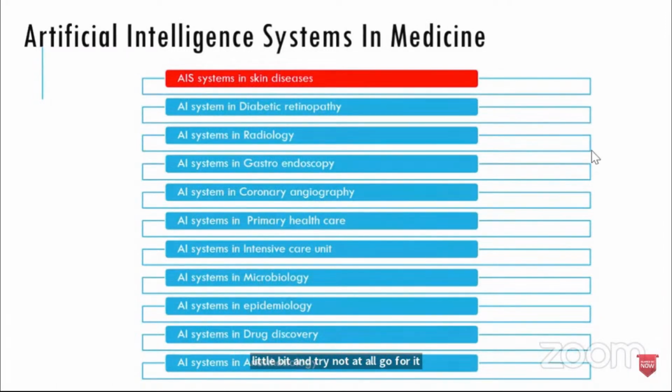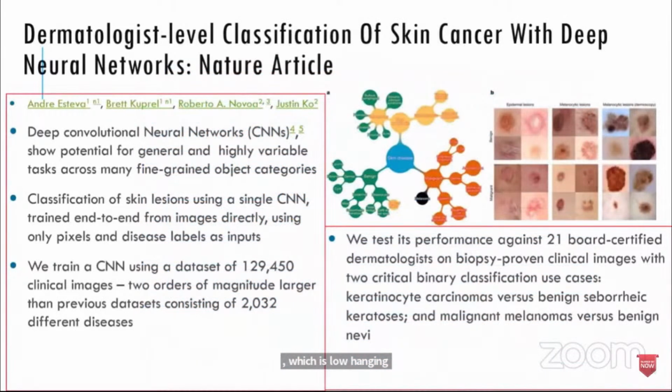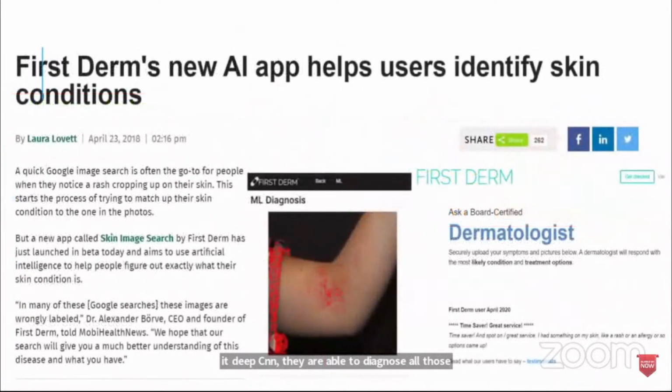So I'm just going to introduce what are the various AI systems being used in imaging. The first one, which is low-hanging fruit, is skin diseases, where dermatologists have a lot of these images, and with a deep CNN, they are able to diagnose all those diseases with two views. And not only that, there's an AI app available called First Derm. There might be several things like this, where you just send the two views of your skin disease, and it gives a diagnosis.